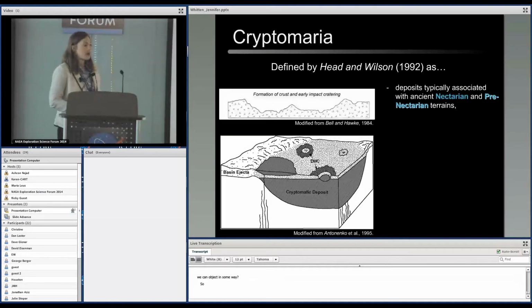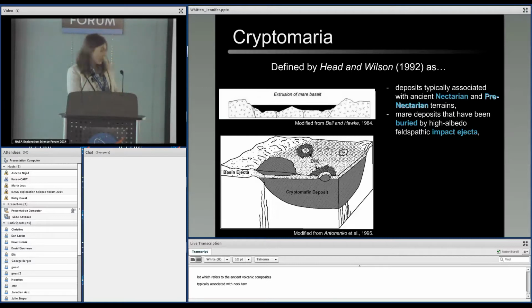So quickly, I'm going to be saying Cryptomare a lot, which refers to these ancient volcanic deposits. These are deposits that are typically associated with Nectarian and pre-Nectarian basins. You start with these topographic lows that will flood with volcanic deposits and then later be buried by ejecta from large impact events. And so you get this buried volcanic deposit that ends up having a higher albedo than you would normally expect for volcanic deposits.